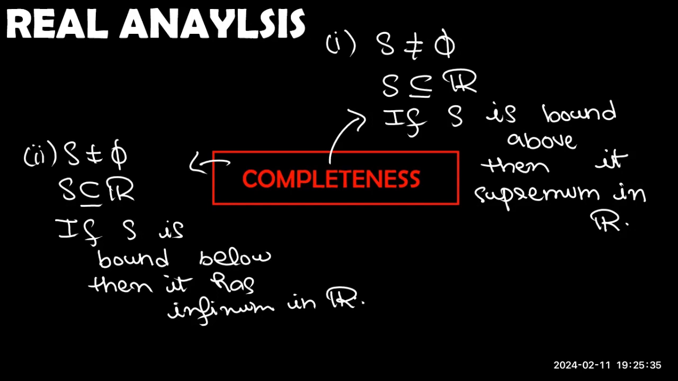The completeness property of real numbers says that if S is any subset of real numbers, then if S is bounded above, its supremum exists. If S is bounded below, then its infimum exists. So this is the supremum property of real numbers, and the theorems about it we will cover in the next video. I hope this video and this concept are clear.